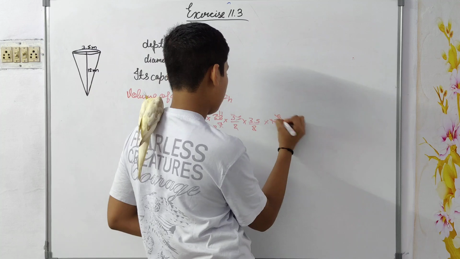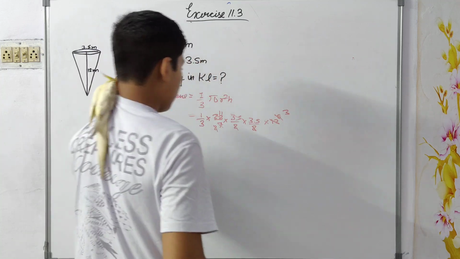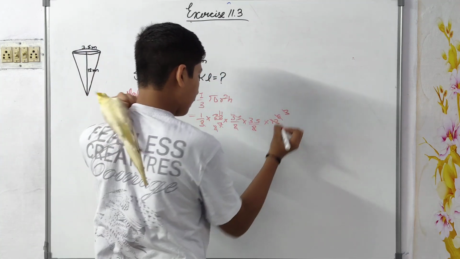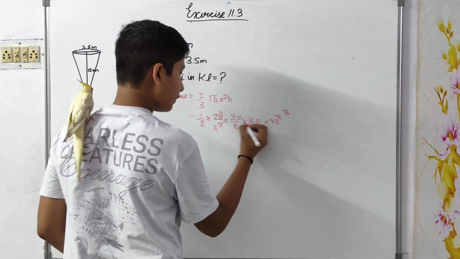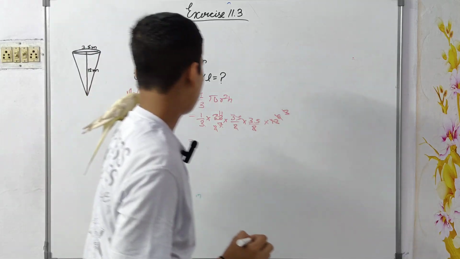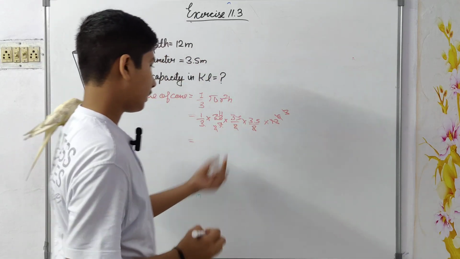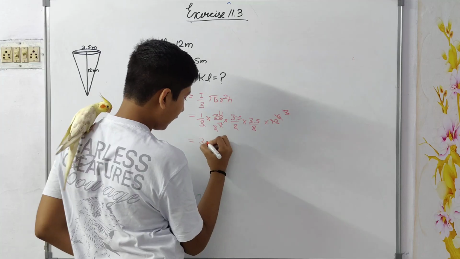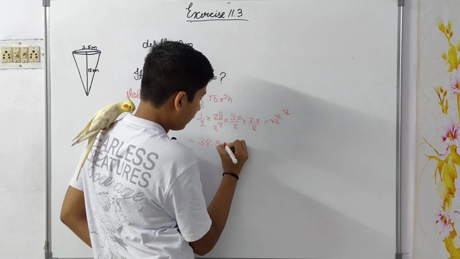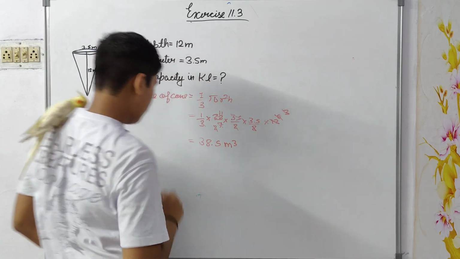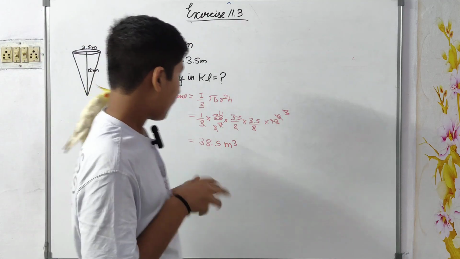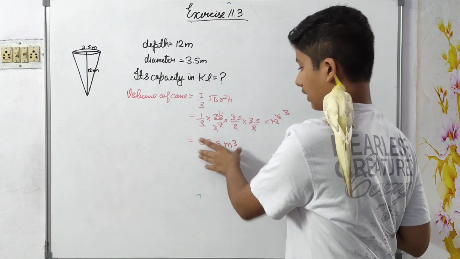6, 3. Okay. So 3, 3 cancel. Now 3.5 into 11 is 11, 3 is 33. Yes, 38.5 meter cube. Now see, you will think that this is the volume.